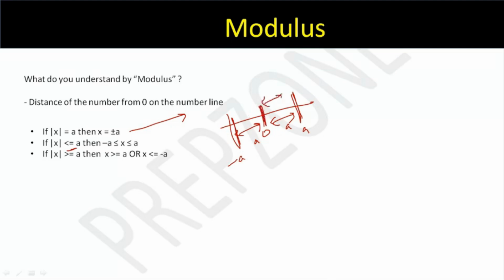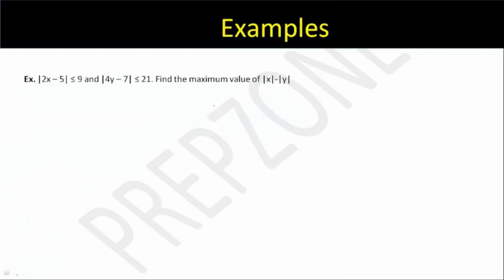अभी if distance is less than equals to a, x का origin से distance अगर less than equals to a है, then of course x has to be somewhere in between this. So x has to be between minus a and plus a. If the distance is greater than equals to a, then x has to be here or here. Right? So yeah, just the graphical interpretation of modulus. All this.